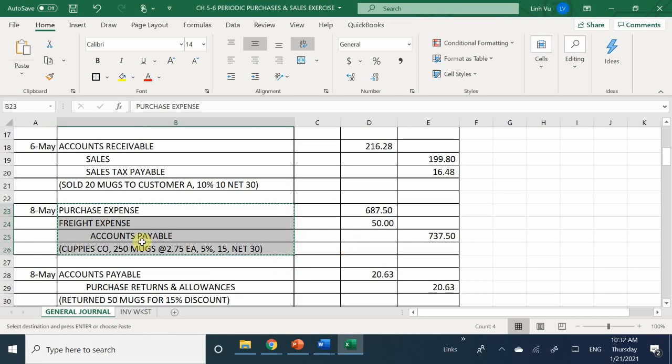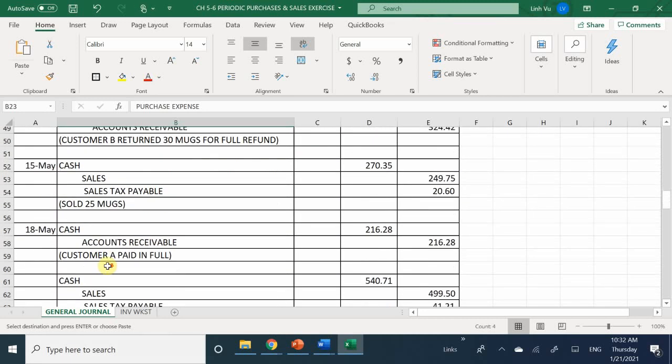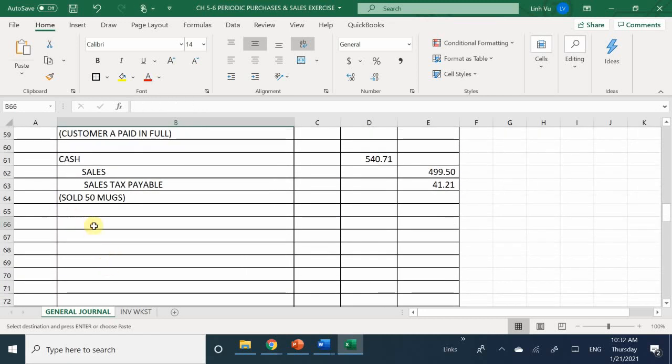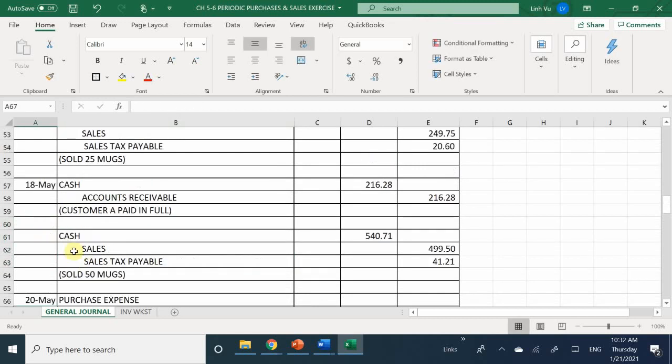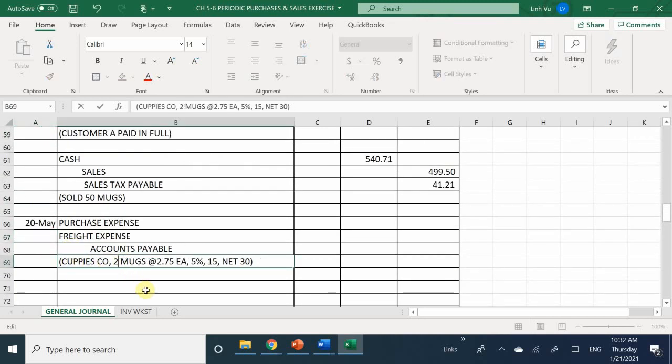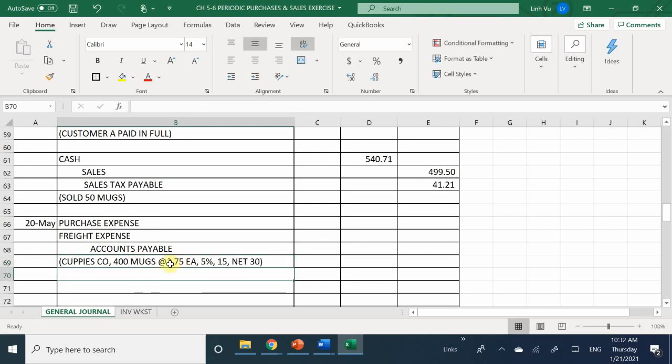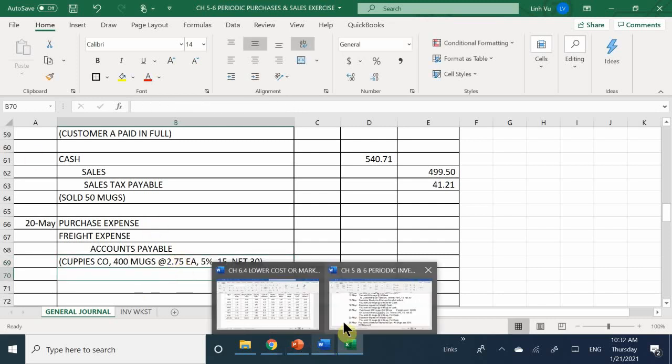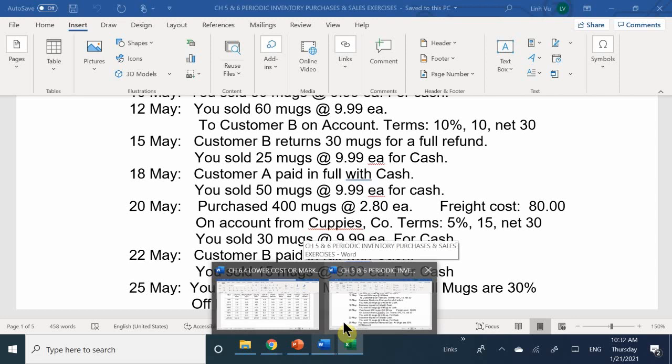Copy. Okay. And this is May 20th. Oops. There we go. How many mugs did we purchase? We purchased a total of 400, at, was it 285? Let's see. Yes, 400 at 2.80.